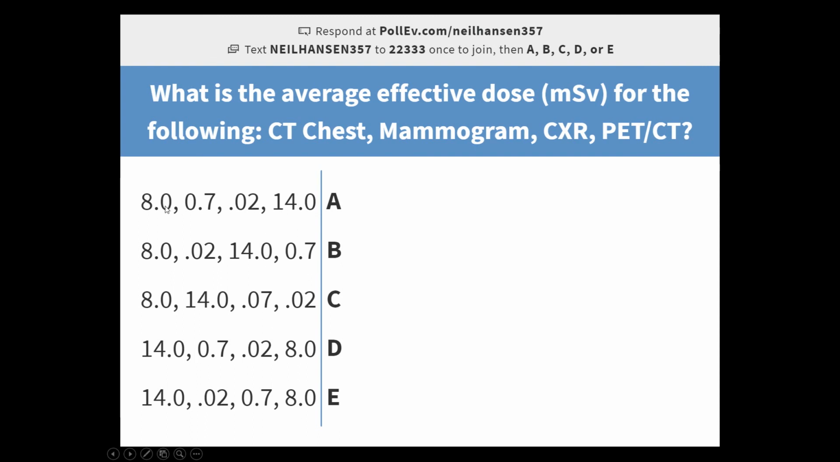And then intuitively, if you look at it, a CT scan of the chest, CT scans generally have much more radiation than plain films like a chest x-ray or a mammogram. So it's got to be 14 here and 8 here. And it makes the answer actually pretty easy to derive.